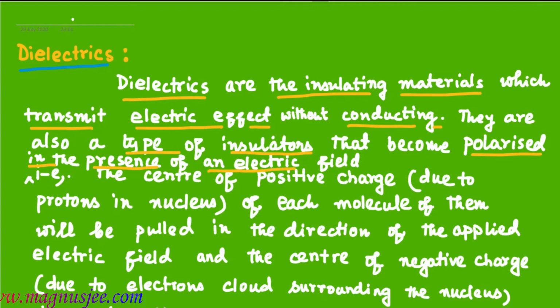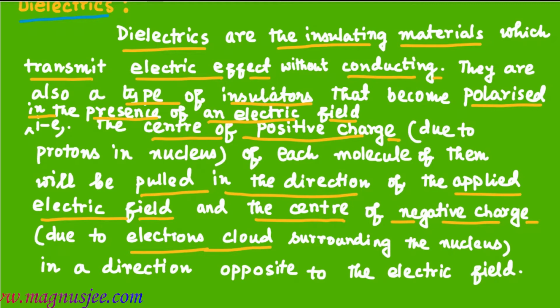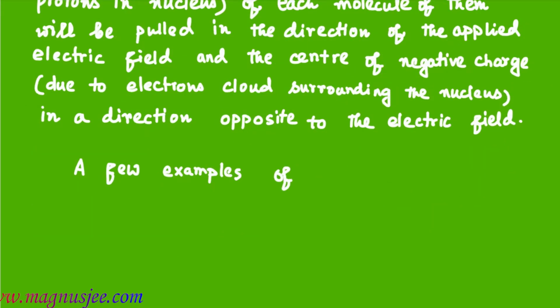Polarized in the presence of an electric field means that the center of positive charge, due to protons in the nucleus of each molecule of them, will be pulled in the direction of the applied electric field, and the center of negative charge, due to the electron cloud surrounding the nucleus, will be pulled in a direction opposite to the electric field.